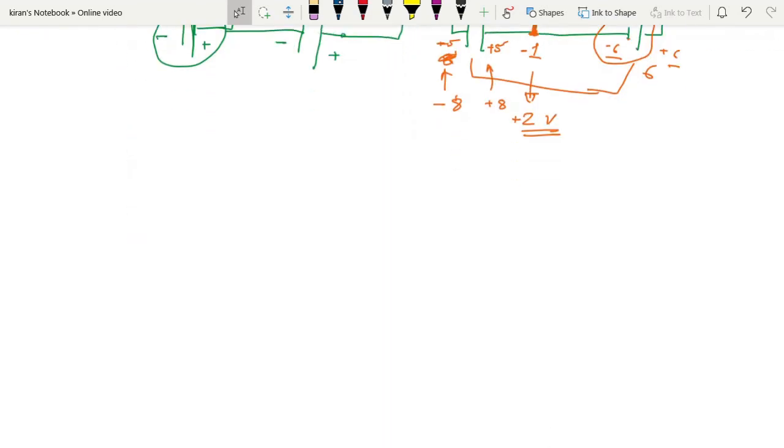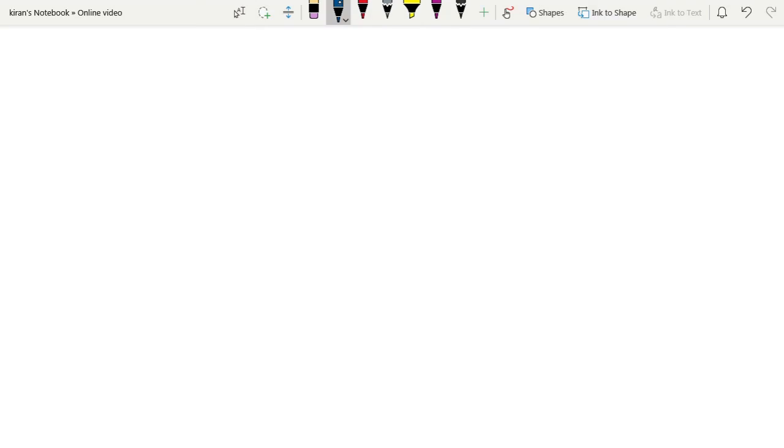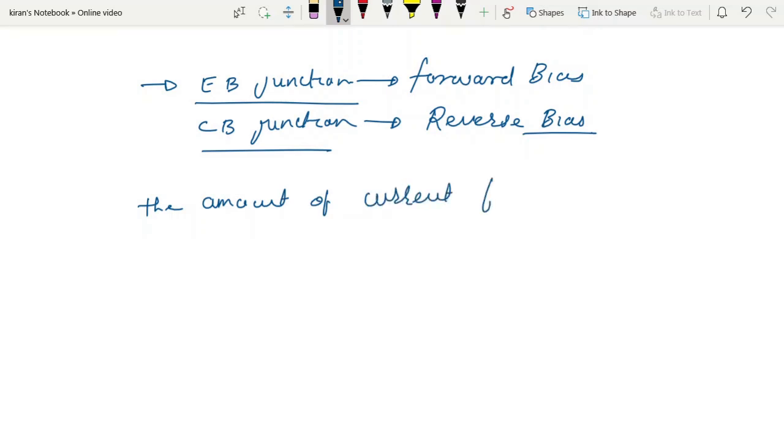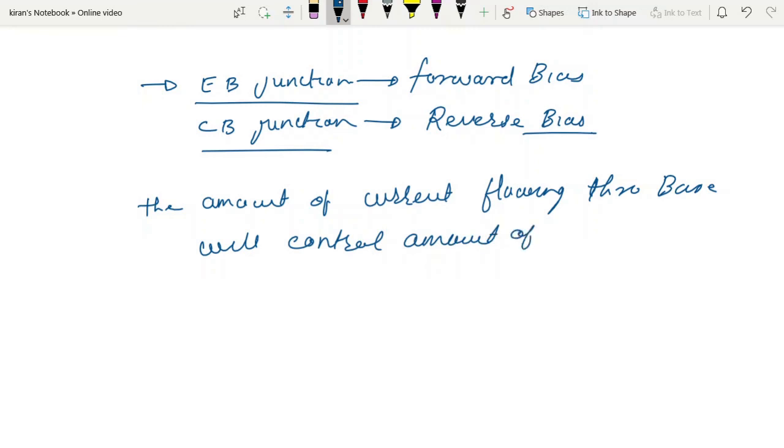So in order to operate this bipolar junction transistor, we need the emitter-base junction to be forward biased and the collector-base junction should be reverse biased. And what happens when you have the emitter-base junction forward biased and the collector-base junction reverse biased? The amount of current flowing through the base will control the amount of current flowing through the collector.